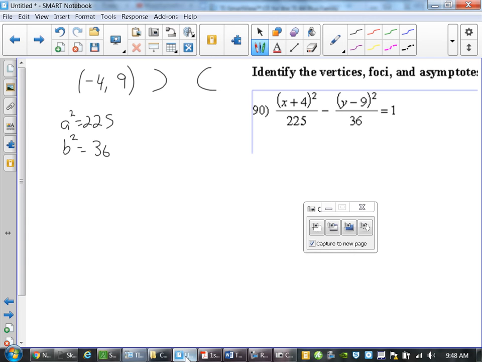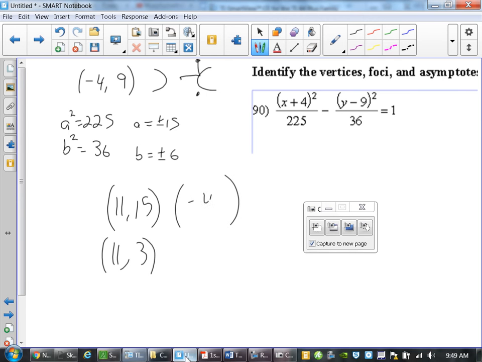Now, from this point, I know that my a value would be plus or minus 15, b is plus or minus 6. In lieu of totally graphing, if you understand what direction it's going, knowing that your center is here, that means your vertex has to go right, and then it's got to go up, doesn't it? So I'm going to add 15 to this and add 6 to that. So I'm going to get 11 and 15 as that point there. And then I would subtract to get that point there. So I'll have 11 and subtract 6, 3. So now I have 2 ordered pairs.